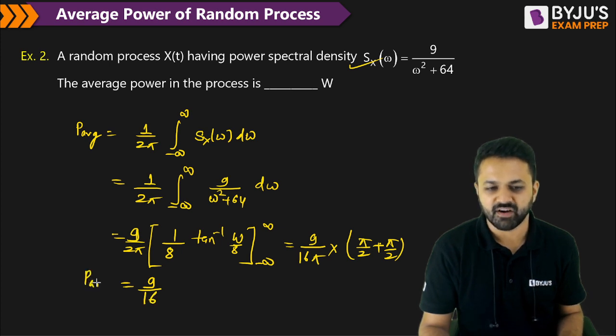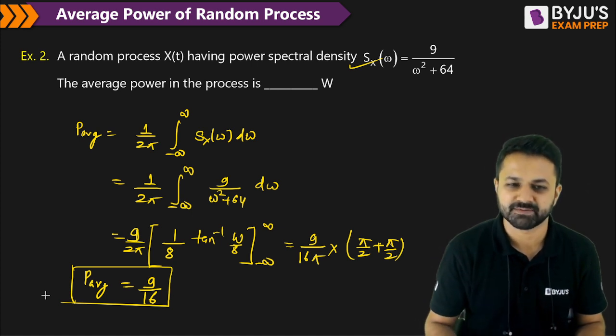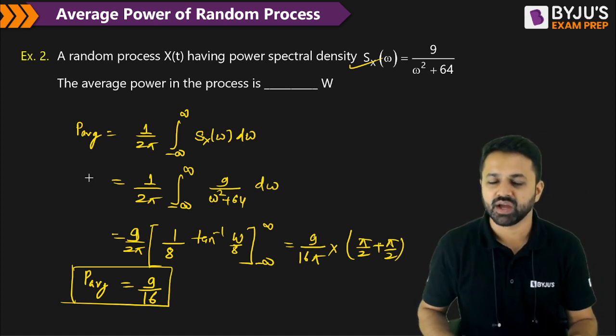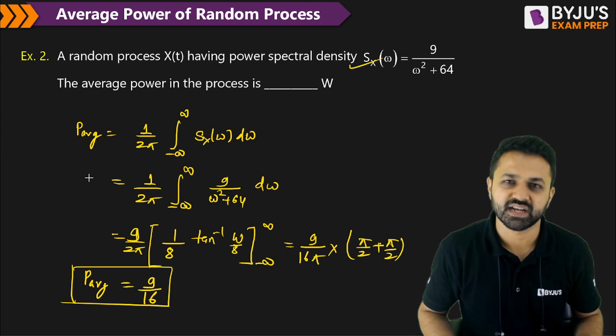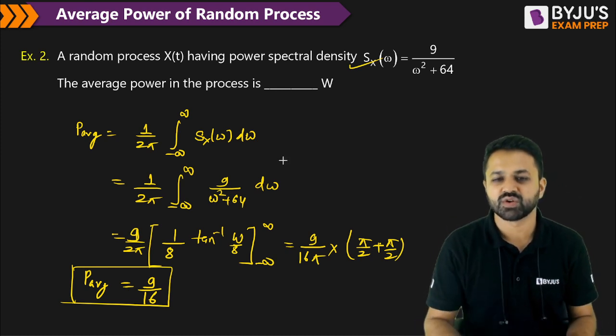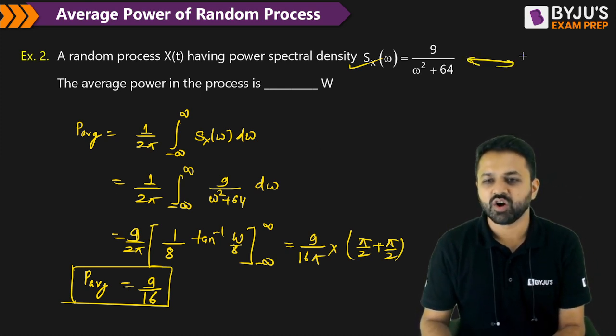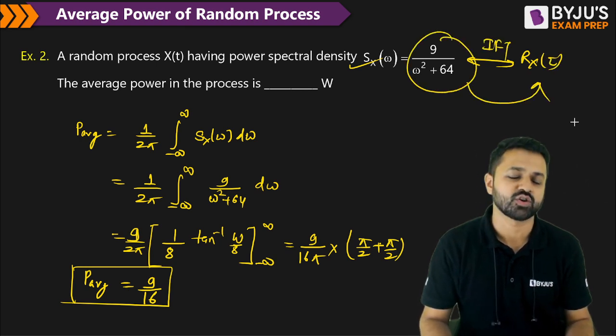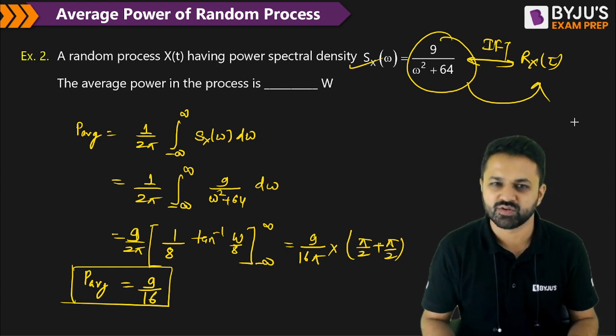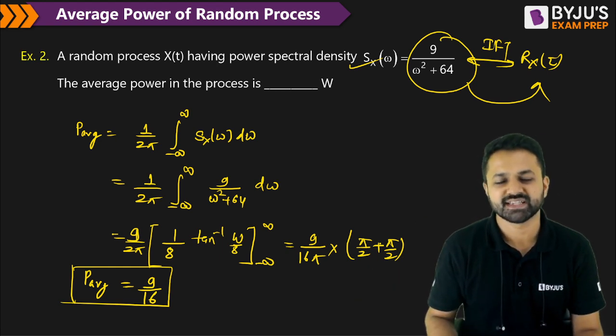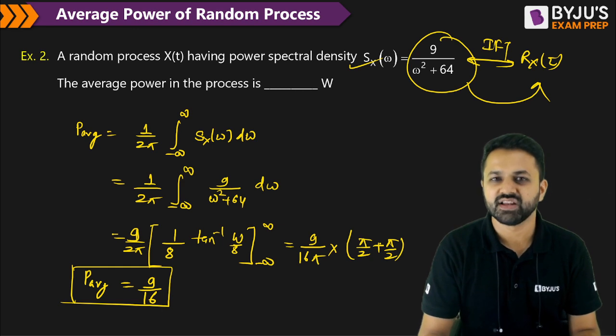So the time average power can be calculated by simply calculating the area under the power spectral density. And if you know the relation between autocorrelation and power spectral density, you can also convert it into the autocorrelation by taking the inverse Fourier transform. When you take the inverse Fourier transform of this, you will get the autocorrelation, and again put tau equal to 0. So this is the short trick for this session.